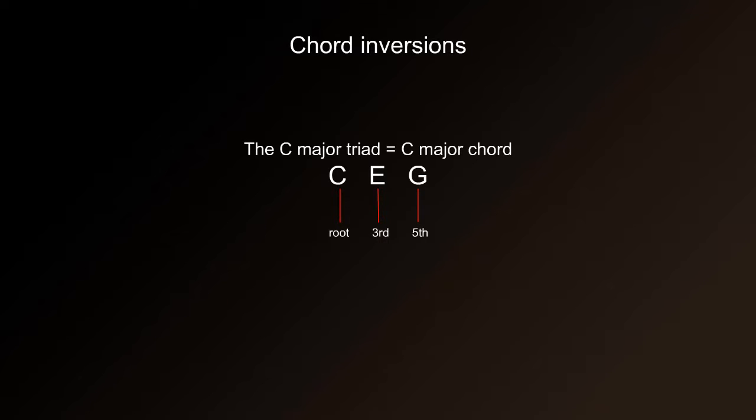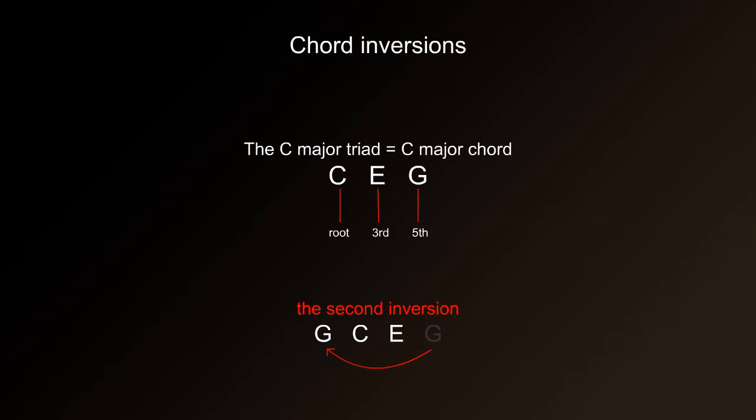With the major and minor chord, there are only 2 inversions, the first inversion and the second inversion. A first inversion is when the third note of the scale, or the second note of the triad, is played first. A second inversion is when the fifth note of the scale, or the third note of the triad, is played first.